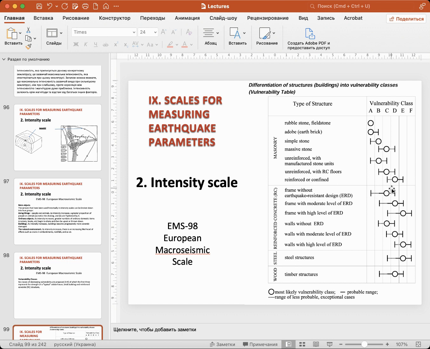But for example, when we compare it with walls with a high level of earthquake resistant design, in this case we have the highest level of earthquake resistance and the lowest vulnerability class. It's almost not vulnerable from the structural point of view due to the earthquake. Same situation with steel structures and also with timber structures.